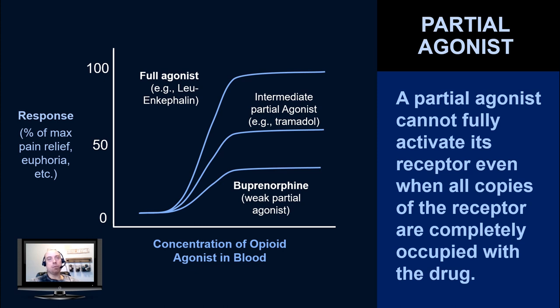They feel like they're getting some stimulation, maybe some of the high, reversing some of the agitation that comes from withdrawal and things like that, but it's not going to be like heroin or something that strong. Okay, so just to reiterate, a partial agonist cannot fully activate its receptor even when all copies of the receptor are occupied with the drug, and those receptors would be on the cell membrane, of course. You could saturate them and you'll still get a lower max.